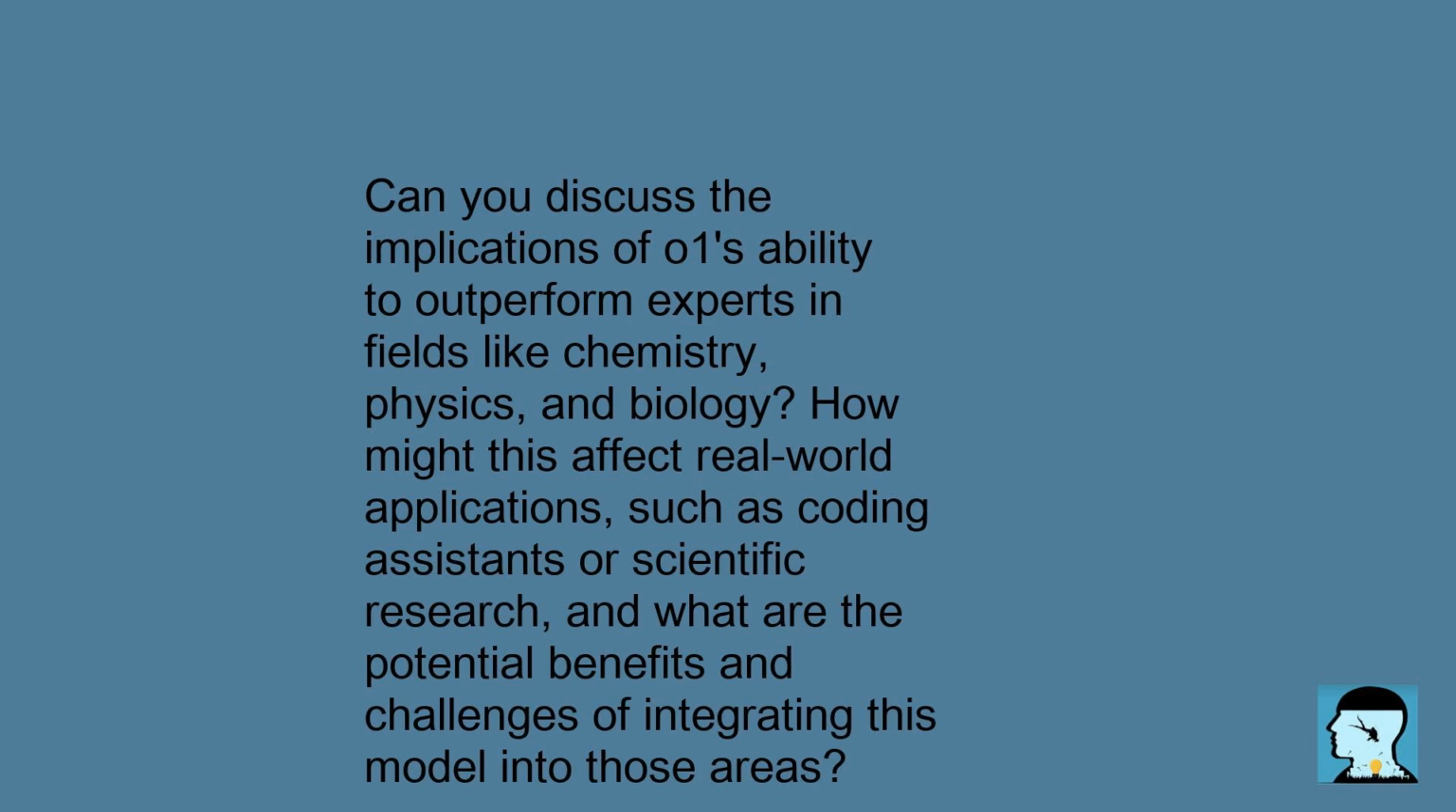That's an intriguing explanation. Can you discuss the implications of OpenAI's ability to outperform experts in fields like chemistry, physics, and biology? How might this affect real-world applications, such as coding assistance or scientific research? And what are the potential benefits and challenges of integrating this model into those areas?